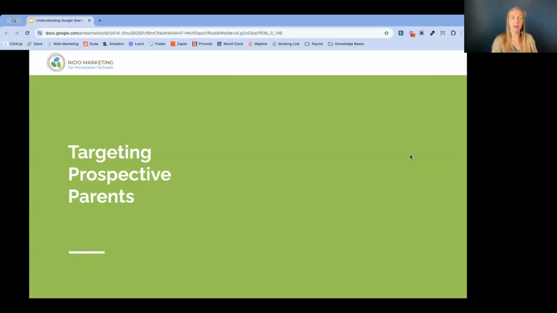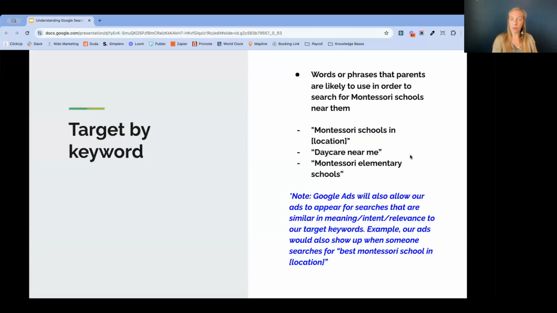So targeting prospective parents. There's a couple ways we do this. First way is by keyword. So keywords are words or phrases that parents are likely to use in order to search for Montessori schools near them. So they might search for Montessori schools in wherever your location is. So let's say you're in Springfield. So they might be searching for Montessori schools in Springfield. That would be targeting by keyword. A daycare near me, Montessori elementary schools. These are all keywords that we use to help target those prospective parents.